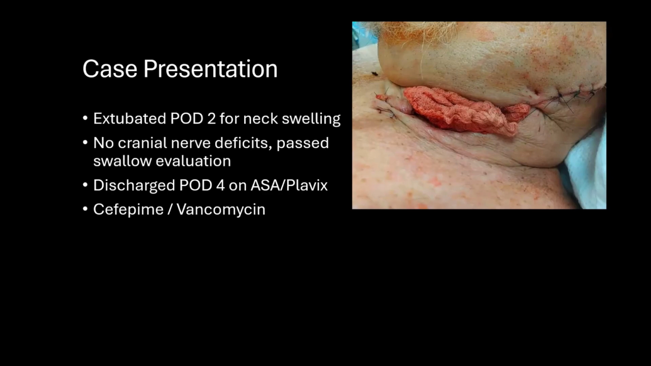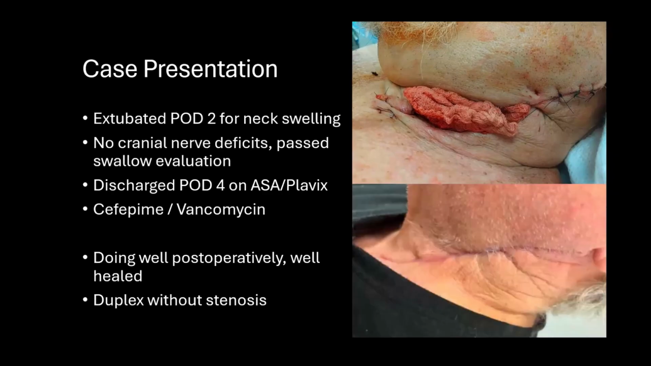He has since followed up to our clinic twice and is doing very well without signs of infection. He's completed his antibiotics and postoperative duplexes without residual fluid collections and a patent bypass. His neck incision has healed by secondary intention pretty nicely.